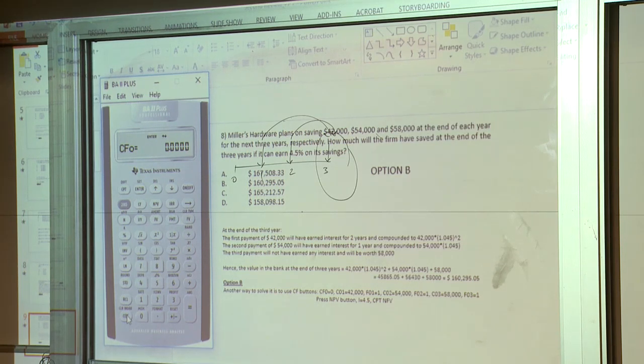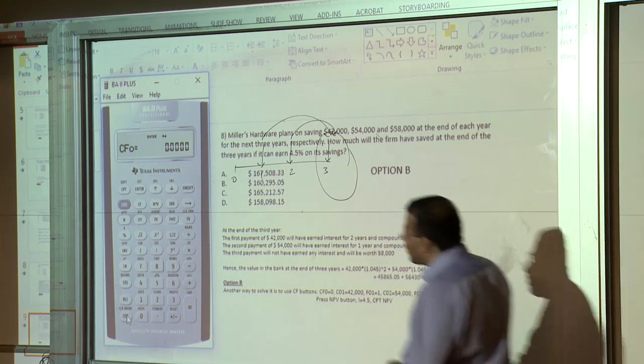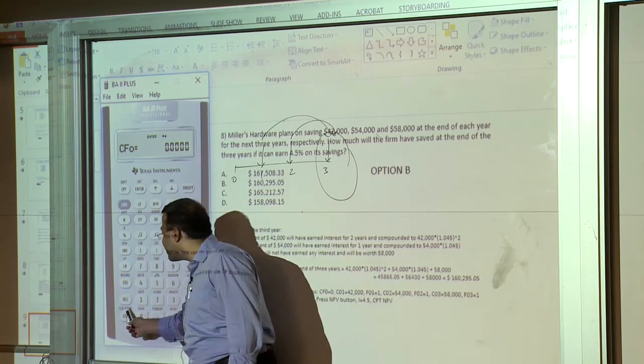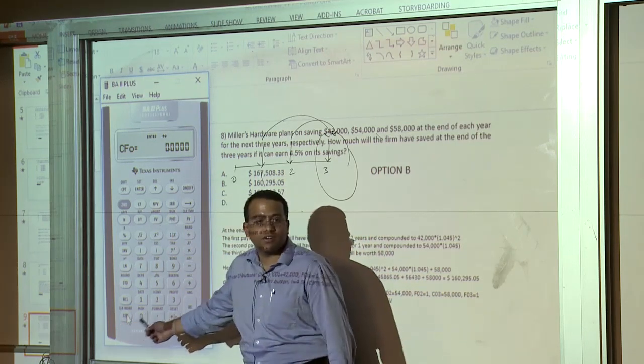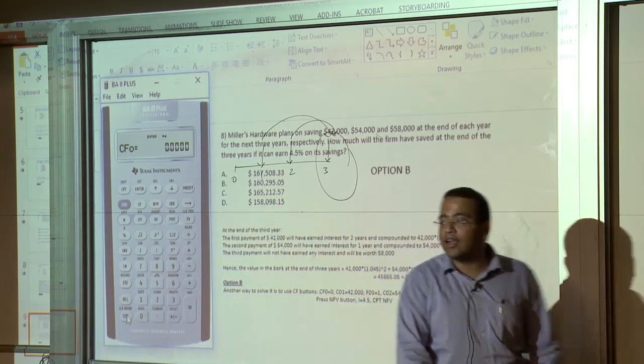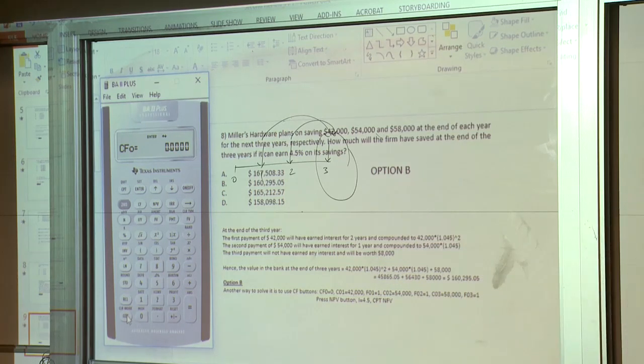And I click on clear work. This button here, the CE/C button, but the function that actually gets operated upon is the thing that's written on the top. That's CLR work. CLR work clears all the remnant stuff in the cash flow buttons setup. So you have to do that. It's very, very important. If you don't do that, you're going to end up with wrong answers.